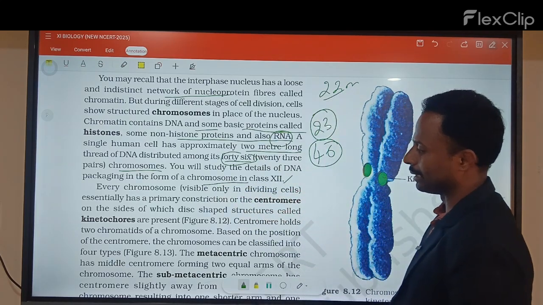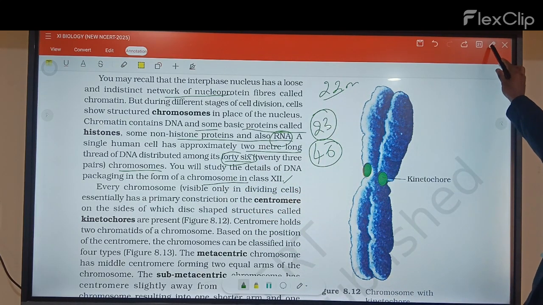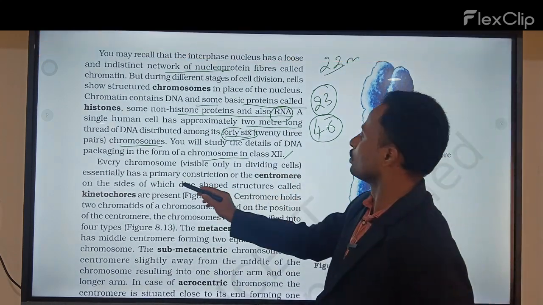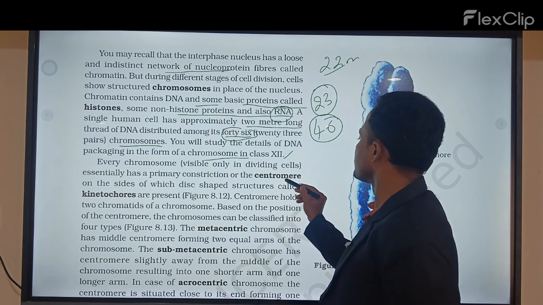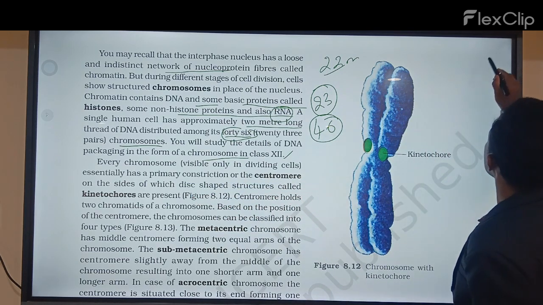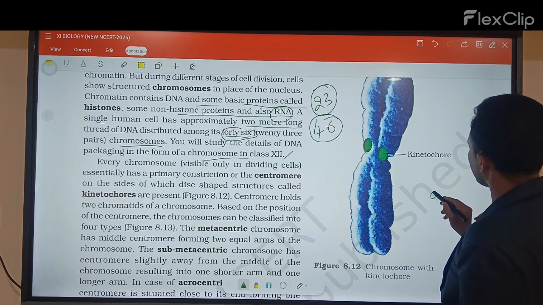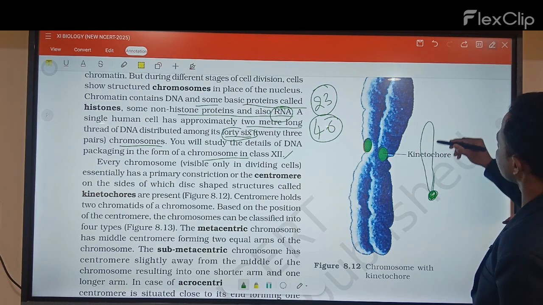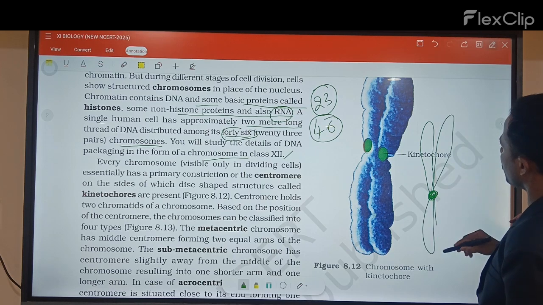Now here is one chromosome, visible under the electron microscope. The primary constricted part is called what? Centromere. See, in the central region of this chromosome, the central part is called what?